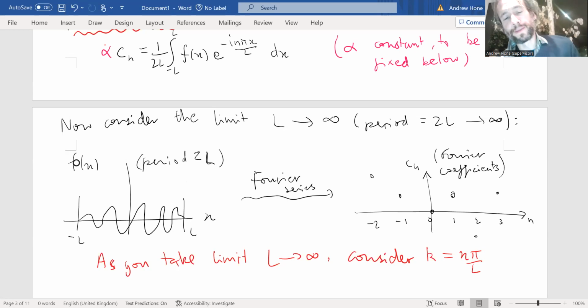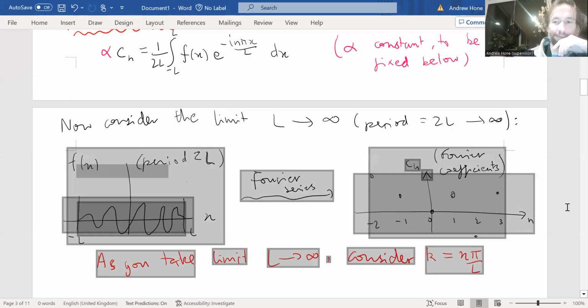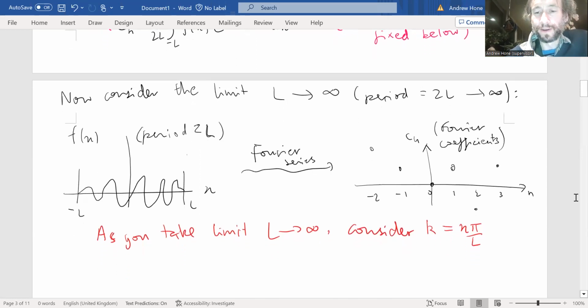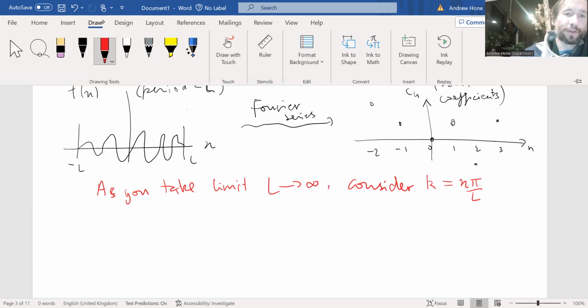Now, the problem with what I've said is if you just consider this k when L goes to infinity, then it doesn't really seem to make sense because it just goes to 0, right? If n is a fixed number, then n pi over L goes to 0. But what I want you to do is think about the new graph that you're going to get.